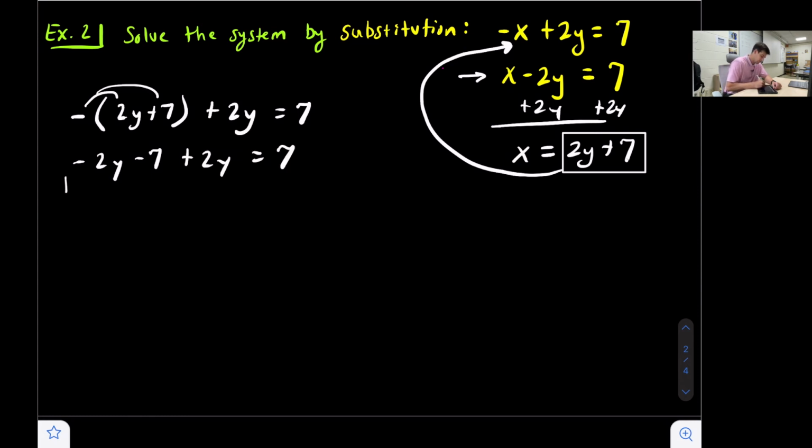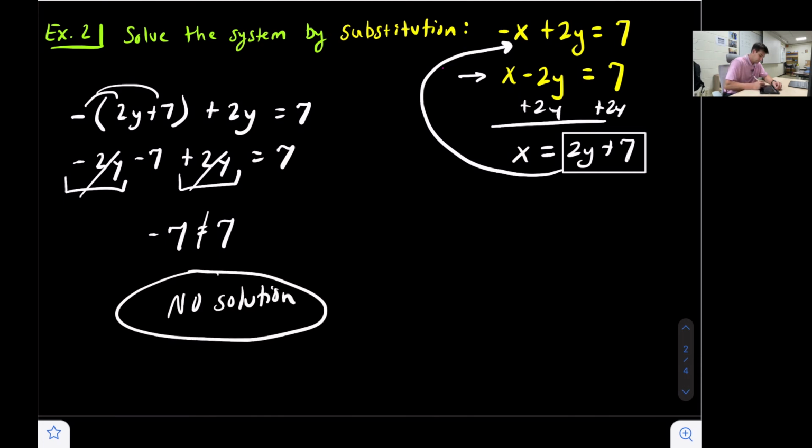So now look what happens when we go to combine our y terms. Negative 2y plus 2y, those are going to cancel out, right? So that's going to be gone. So now we're left with negative 7 equals positive 7. Well, that is not true. Those numbers do not equal each other. So since that is a false statement, we can say there is no solution.